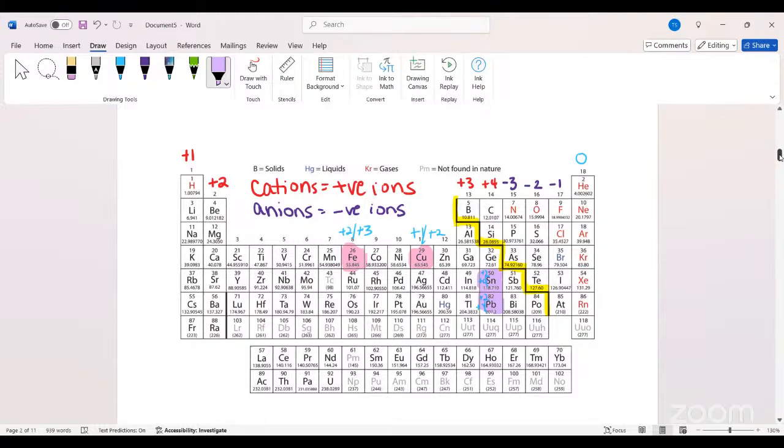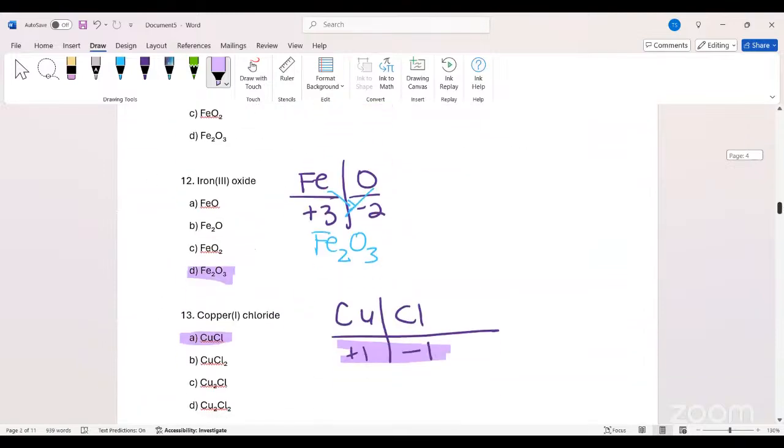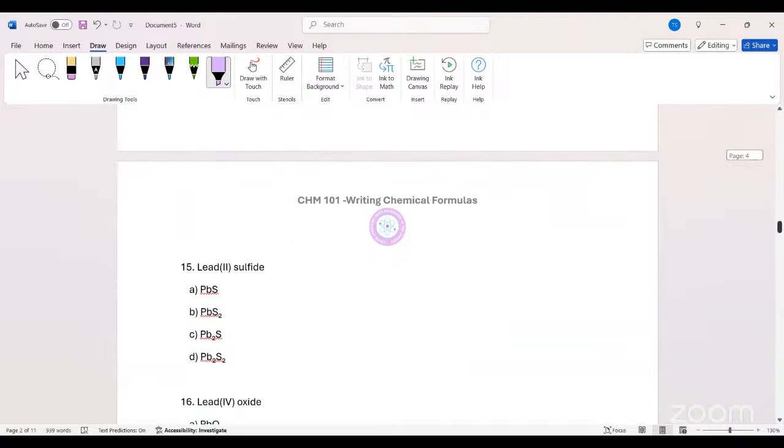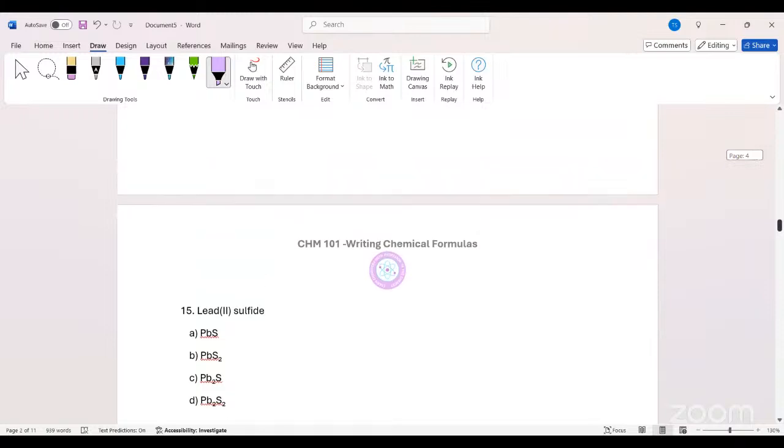Okay? So let's go back to our next problem right here. Let's see. Number 15, right here.